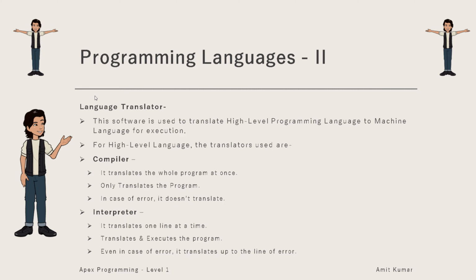Now let's talk about the interpreter. An interpreter translates one line at a time. It translates and executes the program, and even in case of error it translates up to the line of error. So in case of an interpreter, it translates one line at a time and executes at the same time. If there are 100 lines in the program, it will pick the first line, translate it and execute it, and so on. In case of any error, suppose there is an error at line number 50, it's going to successfully translate all the 49 lines above it, and in some scenarios it's going to give some random or different output for line number 50 and onwards.